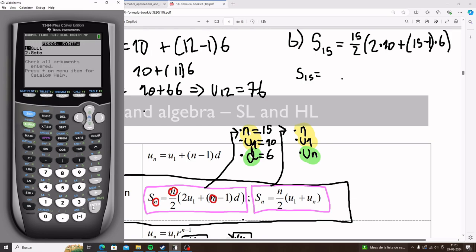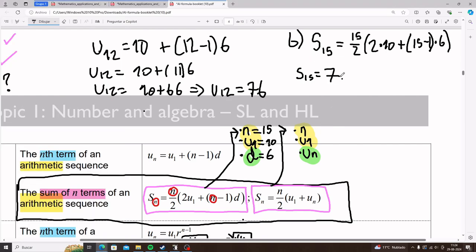I press enter. Error with the syntax. Okay, I know why this is happening. I'm glad this showed up on my video because it's probably happening to more than one of you. What's happening here is that I put an extra parentheses at the end. Now we have a bunch of pairs of parentheses. Before I had an odd number of parentheses. Now I can press enter. Now it works. So S of 15 has to be 780.